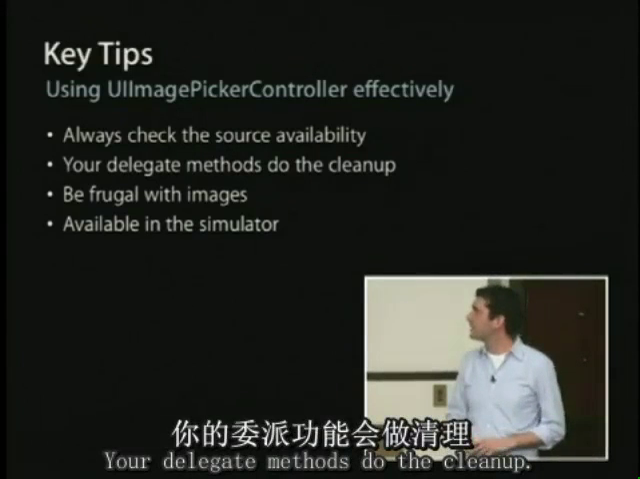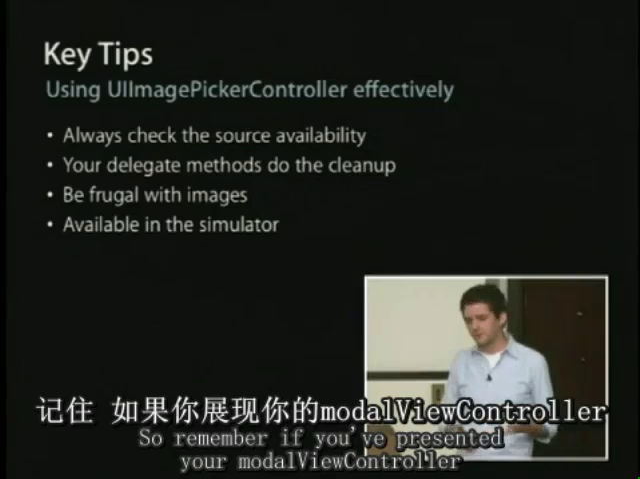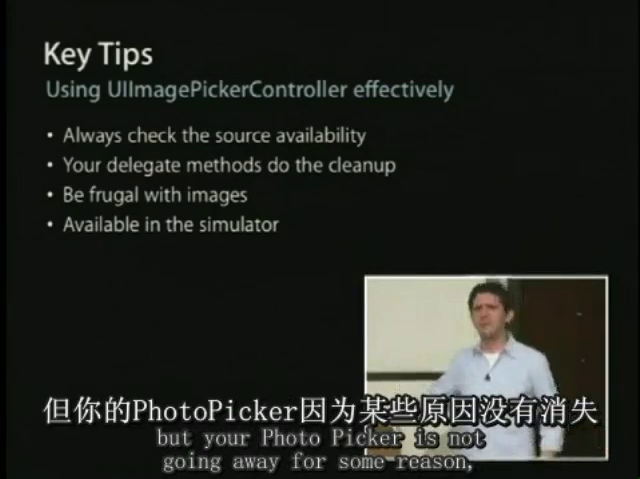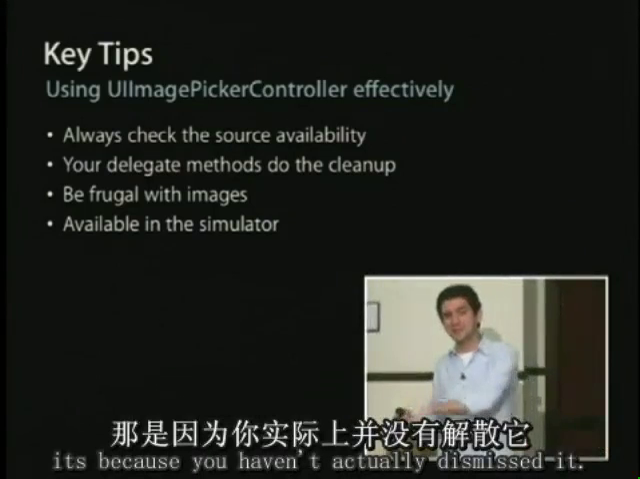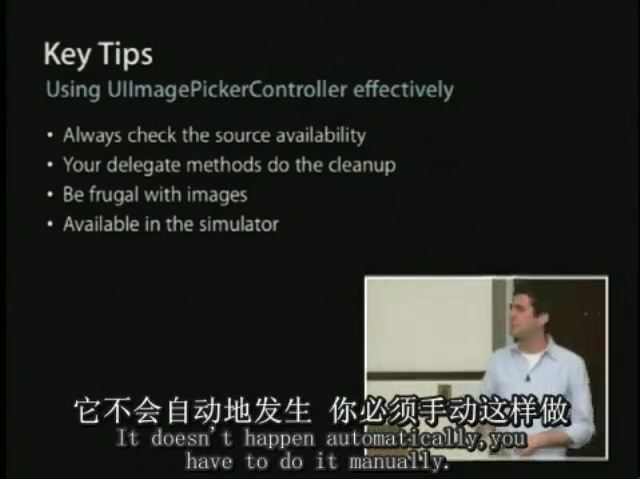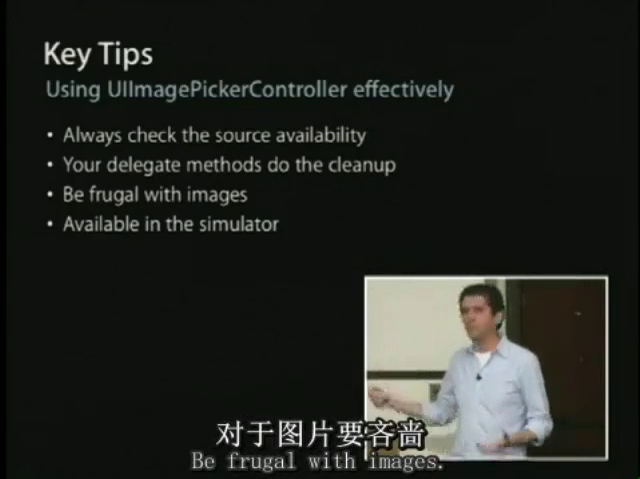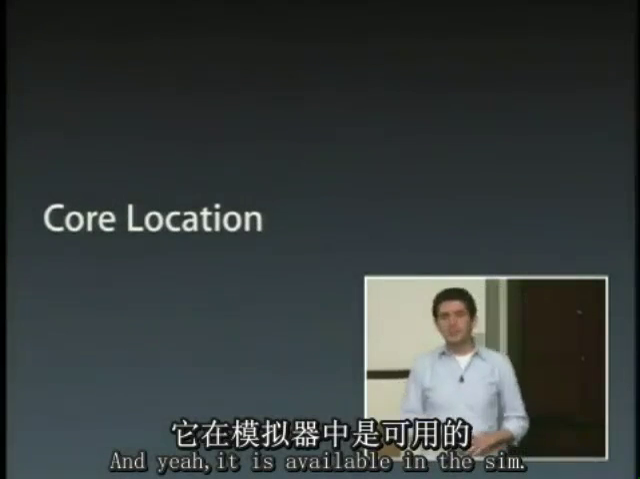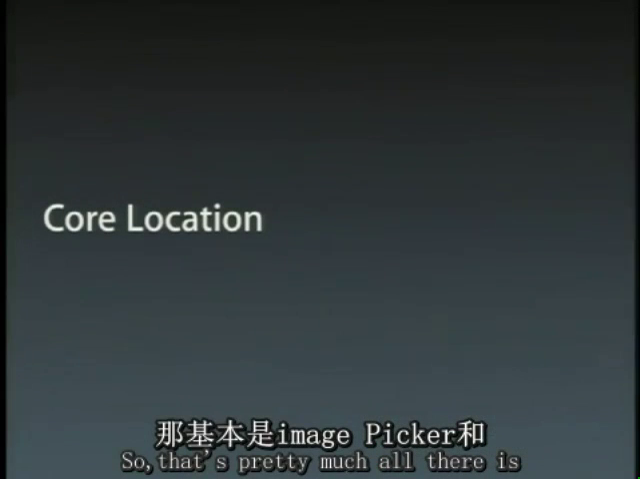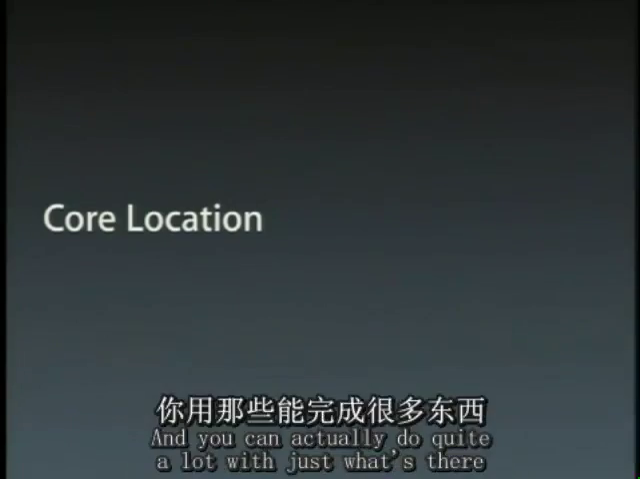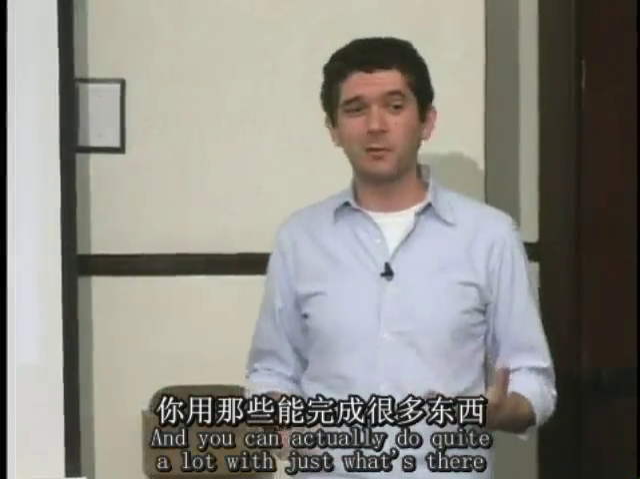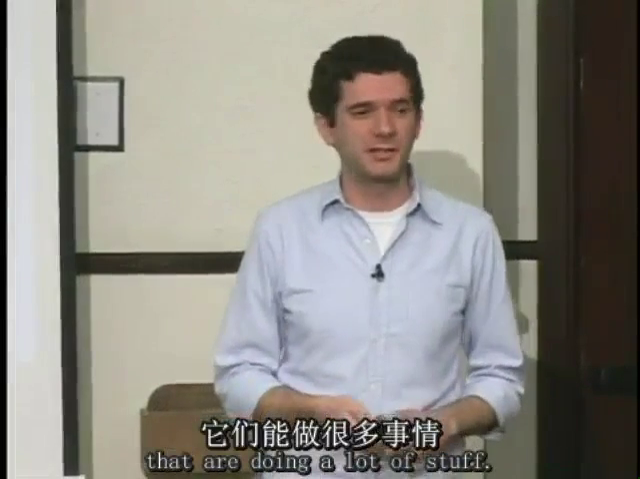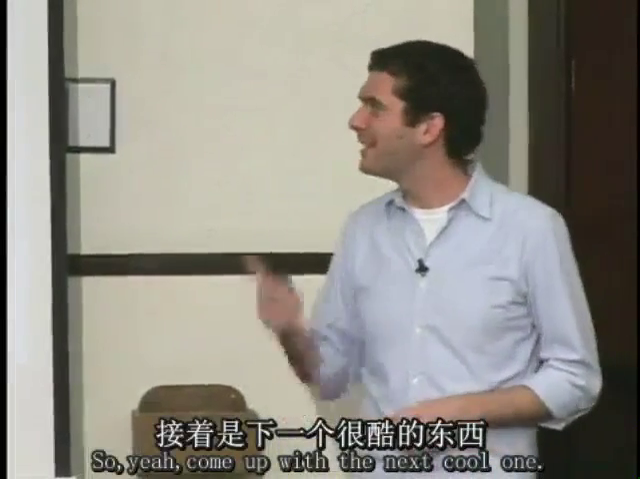Your delegate methods do the cleanup. So remember, if you've presented your modal view controller and you're getting your delegate callback, but your photo picker's not going away for some reason, it's because you haven't actually dismissed it. It doesn't happen automatically. You have to do it manually. Be frugal with images. Don't store too many in memory. And yes, it is available in the sim. All right, so that's pretty much all there is to image picker and getting images. You can actually do quite a lot with just what's there. It's pretty powerful, and there are some really cool apps already doing a lot of stuff. So come up with the next cool one.